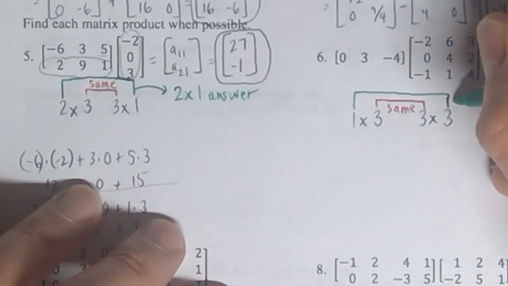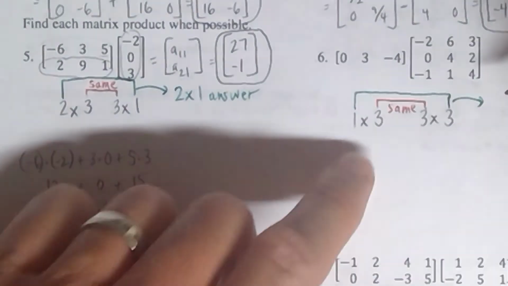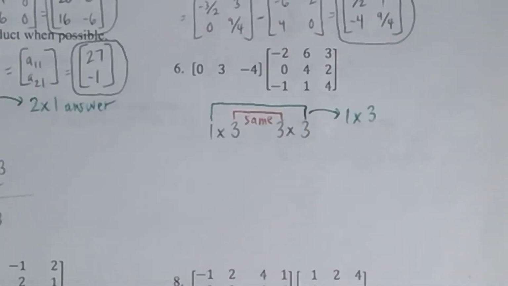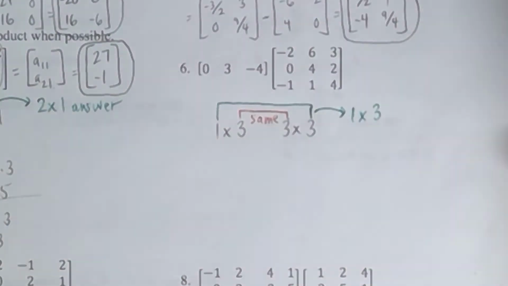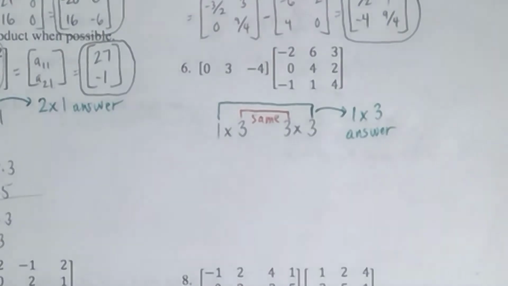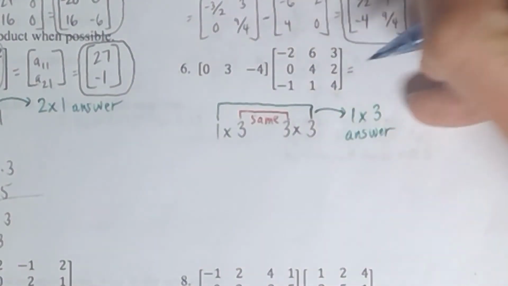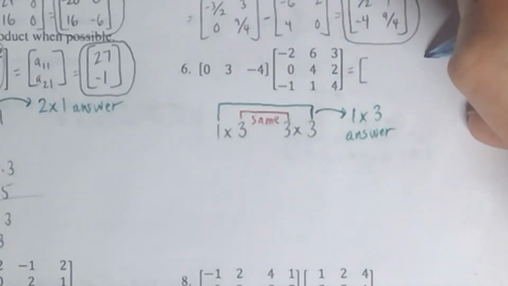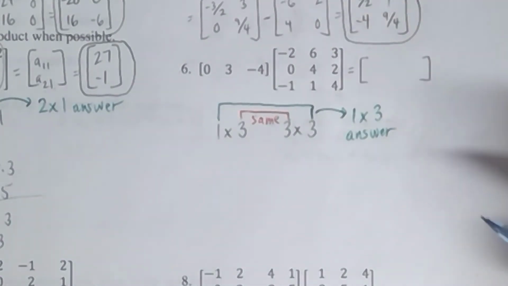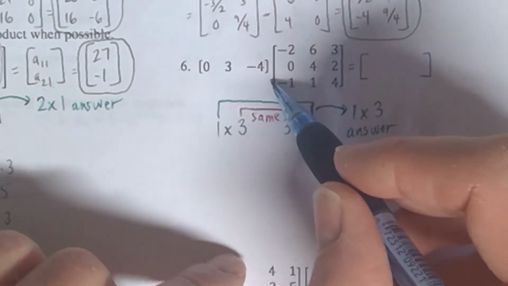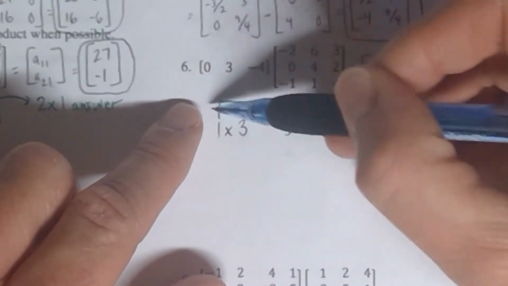Again, order is so important here. You've got to do the 1 first and then the 3. So it's a 1 by 3, not a 3 by 1. A 3 by 1 is a completely different matrix. So 1 by 3 is your answer. That means we're going to have 1 row and 3 columns. And so it's going to be just like this one. 1 row, 3 columns.